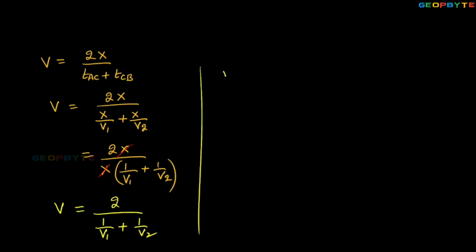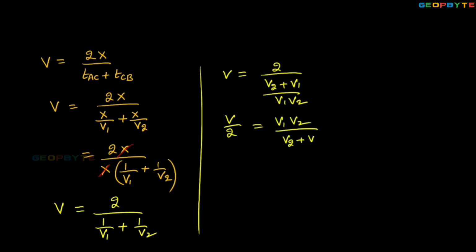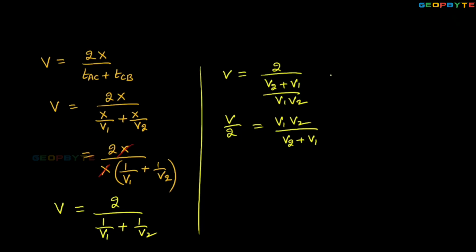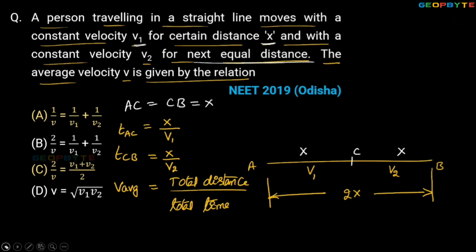From this I can write 2 by V equals, let us write one more step, (v2 plus v1) by v1 v2. From this I can write that V by 2 equals v1 v2 by (v2 plus v1). That is the relation. Now look at the options. It is given 2 by V. So from this particular relation, I can write that 2 by V equals 1 by v1 plus 1 by v2. Look at option B, 2 by V equals 1 by v1 plus 1 by v2. Therefore, option B is absolutely correct.